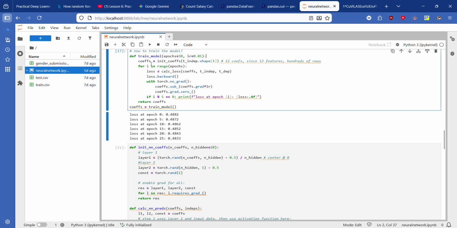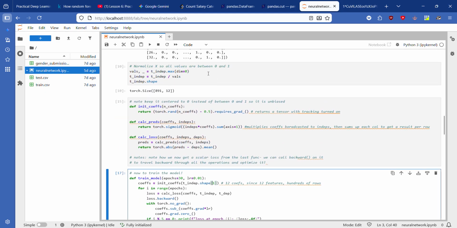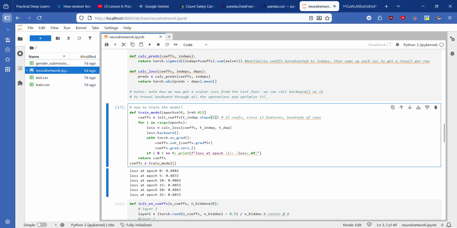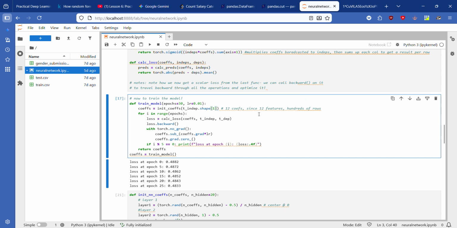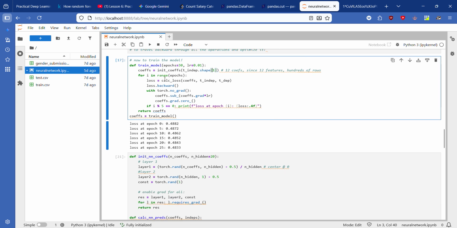And for our coefficients, we always want to make sure that it has the same compatible shape as our independent variables matrix. So in our case, it would be 12 since there are 12 features. And the reason I indexed 1 is because I want the columns, not the rows, because the shape, if you remember, is rows comma columns. So I want to get the column size so I can get 12 features.